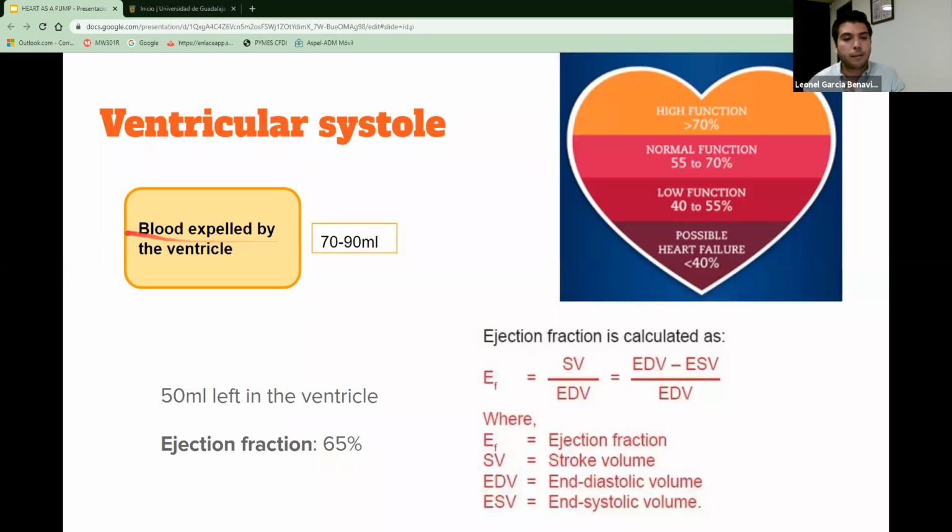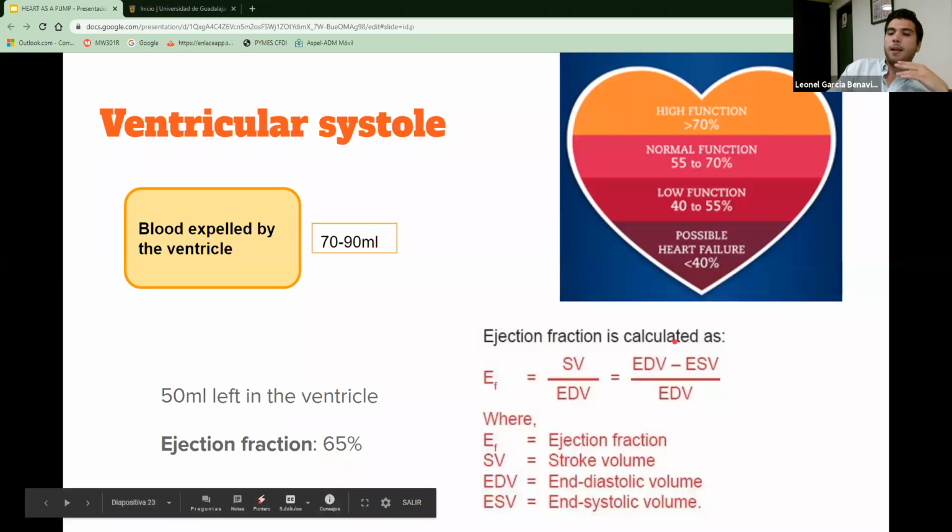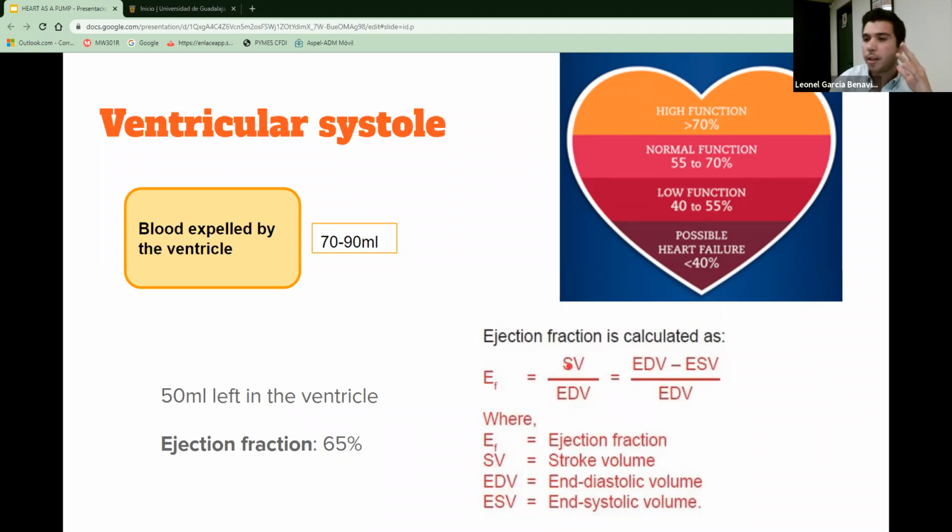Then what's the amount of blood expelled by the ventricle? It's going to be from 70 to 90 milliliters approximately. The ejection fraction, we're going to calculate it like this, where we're going to have the stroke volume. Stroke volume is the amount of telediastolic volume left in the left ventricle, in the right ventricle. So the stroke volume is going to depend on how much blood gets to the ventricles, and then by the contraction, how much leaves the ventricle.